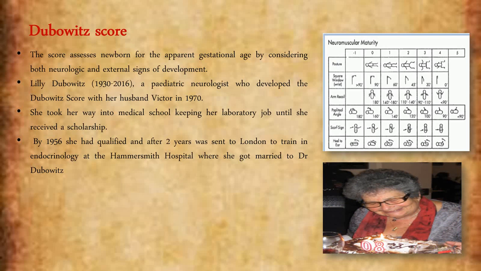She got married to Dr. Dubowitz. You know, there is Dubowitz syndrome and Dubowitz disease. And when she got married to Dr. Dubowitz, she named the Dubowitz score. So now Dubowitz is a famous name and Lilly is not known.